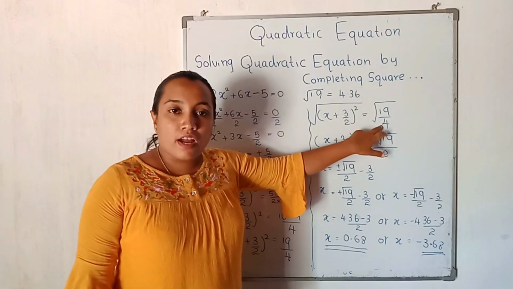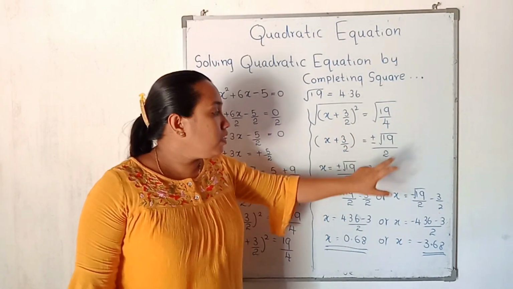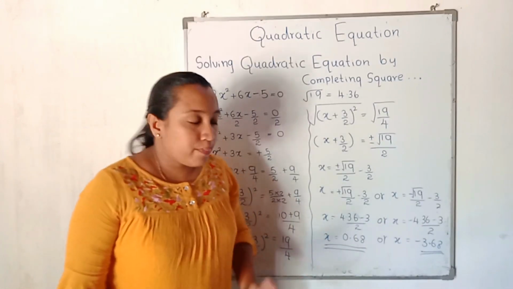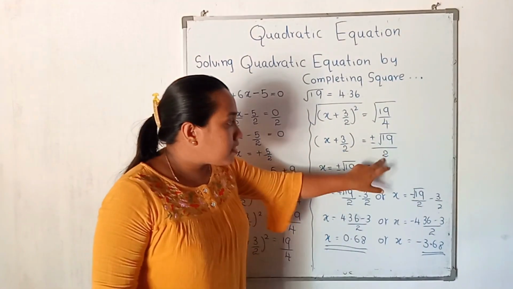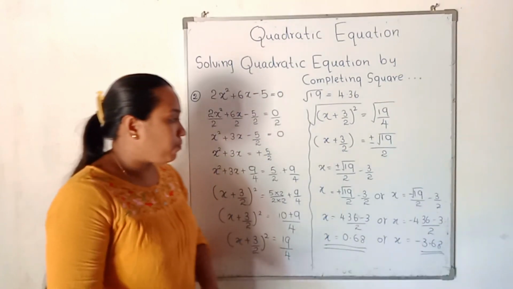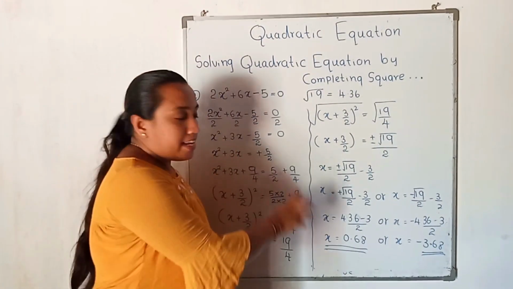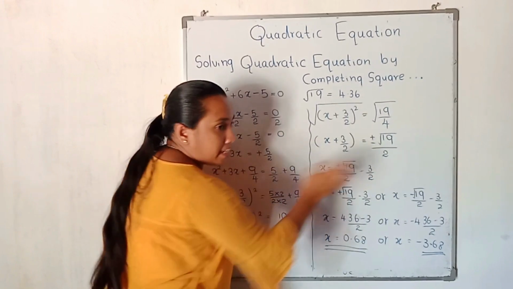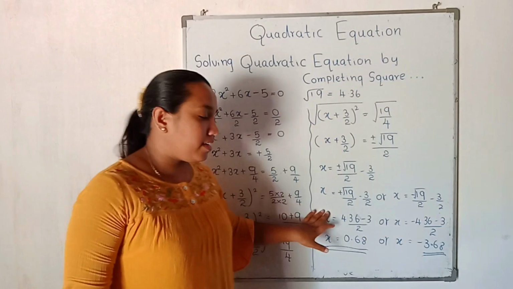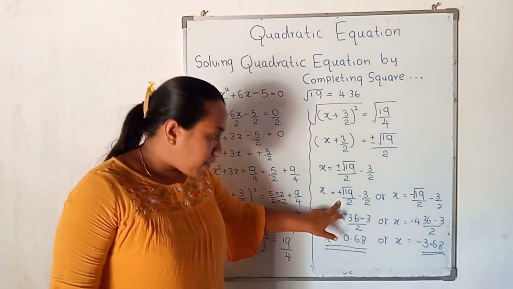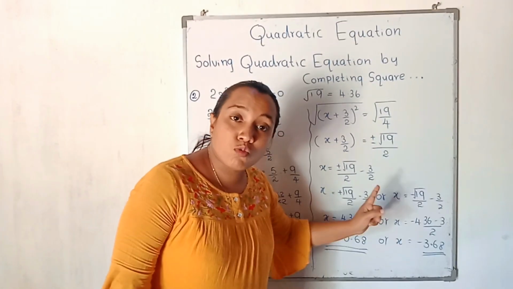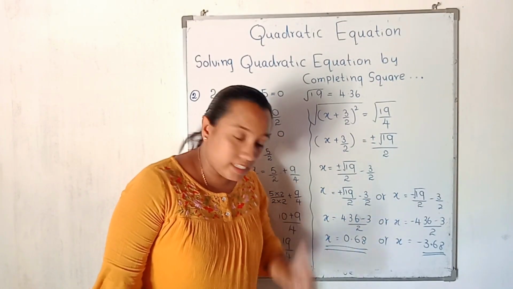The 4 is a square number. Can we take the square root of 4? It's 2. Can't we take the square root of 19? Then the answer has two solutions, positive and negative. After that, to make x the subject, 3 divided by 2 goes to the other side. It converts to minus. Then two solutions in here. Plus root 19 divided by 2, one solution. Another one, minus root 19 divided by 2, another answer.